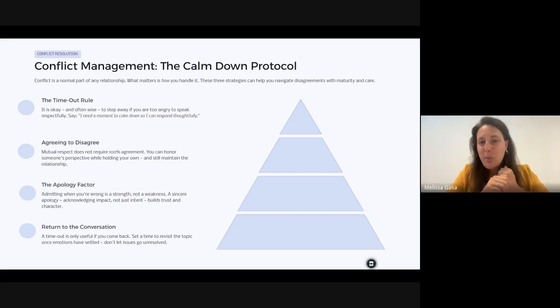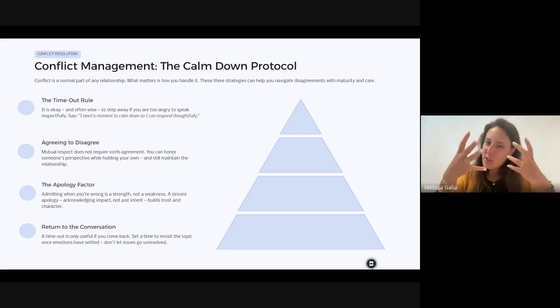Of course, apologize when there is need for an apology. Okay, so that is going to make the communication process so much easier. Okay, and also return to the conversation after some time. So whenever you have a conflict, afterwards you should be able to go back and do a check-in. So okay, how are we doing regarding this? Are we still in peace, or is there still something that is not resolved?